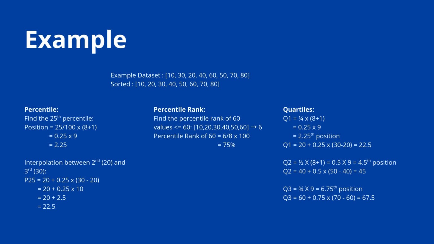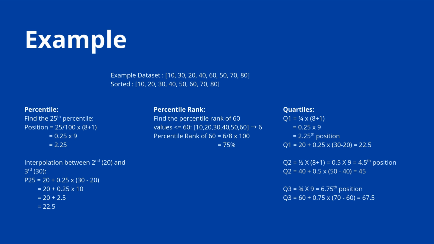Here we are finding the 25th percentile. As per the formula, we have position equal to p divided by 100 times (n plus 1), where p is the percentile, which is 25, and n is the number of data points. In total we have 8. So we divide 25 by 100, which is 0.25, times 8 plus 1, which is 9. Then we multiply 0.25 by 9, which is 2.25.